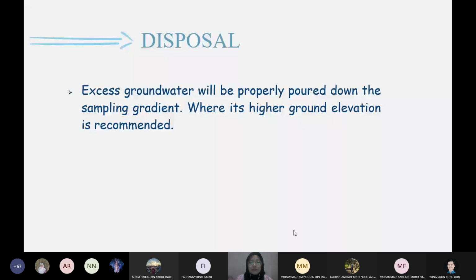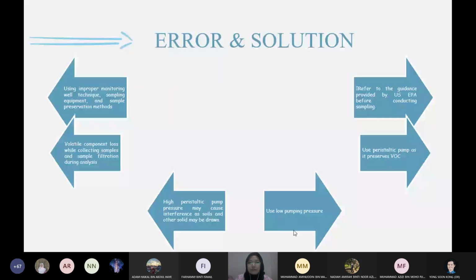Lastly, error should be avoided to get close to perfect result. This can be done by referring to the guidance provided by US EPA before conducting sample. Use proper equipment, and lastly, as high peristaltic pump pressure may cause interference where salts and other solids may be drawn, so it is recommended to use low pumping pressure.